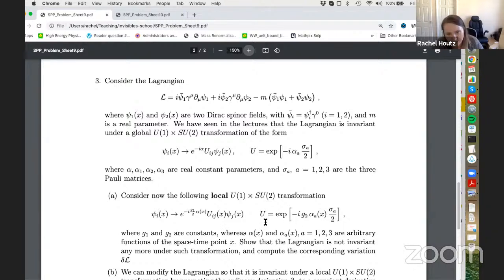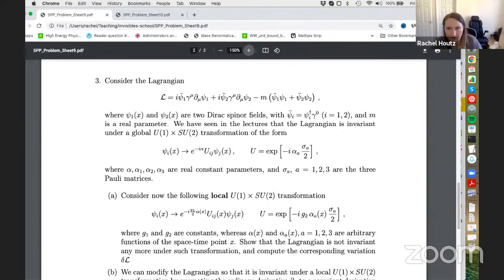But specifically inside this matrix, these parameters that were real coefficients of the Pauli matrices are now functions of spacetime. So alpha of x and alpha_a of x are all arbitrary functions of the spacetime point x. g1 and g2 are now arbitrary constants that don't depend on x. And the question asks you to show that the Lagrangian is no longer invariant under this transformation. And if it's not invariant, what is the variation of the Lagrangian?